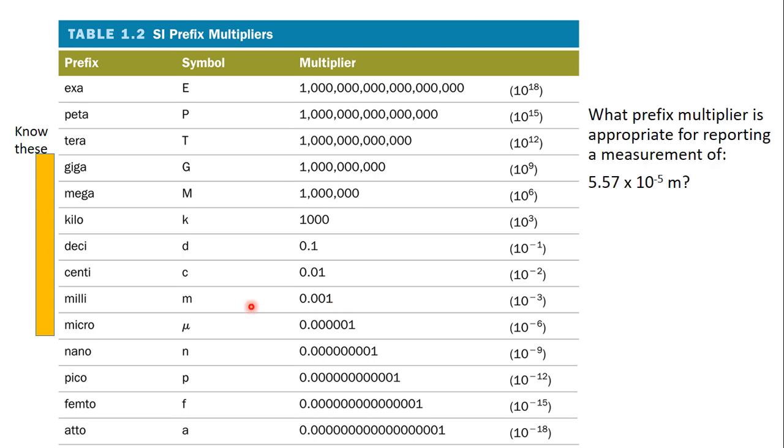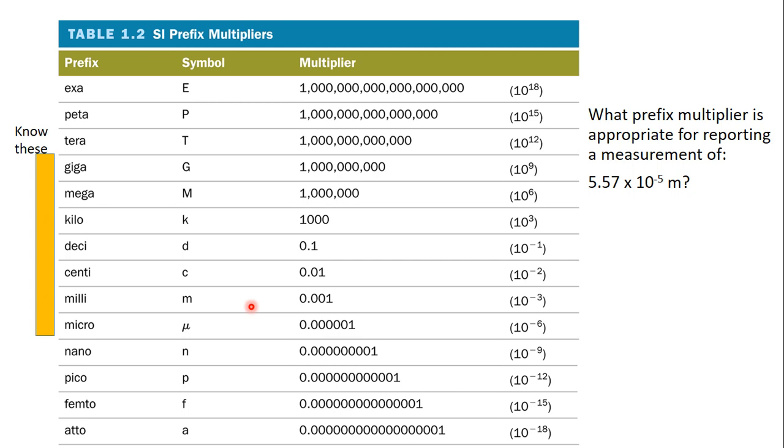If I give you the number 5.57 times 10 to the minus 5 meters, what prefix multiplier would you use to represent that? Or another way to put it is, how would you say that number in English? Pause the video, think about it, and come back after you have an answer.